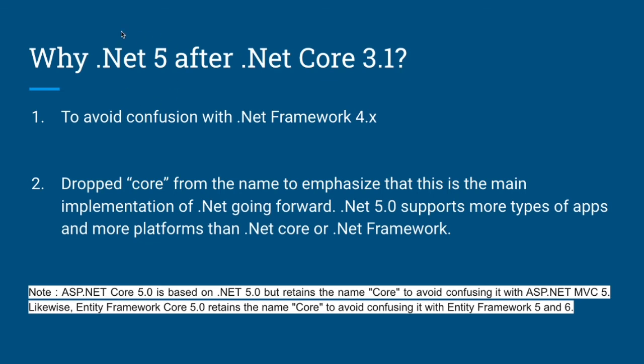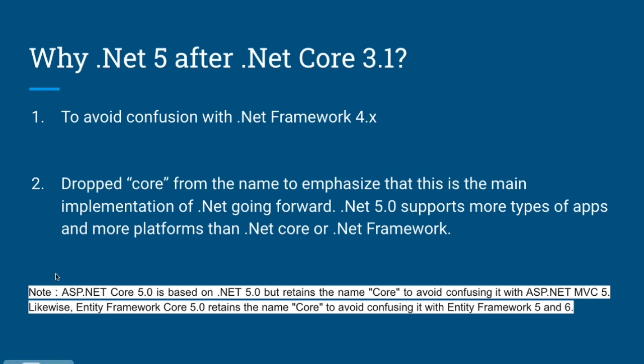So this is the main implementation of .NET, and .NET 5 supports more types of apps and more platforms than .NET Core or .NET Framework. So it's better than .NET Core and better than .NET Framework because it is going to support more platforms and more types of apps.